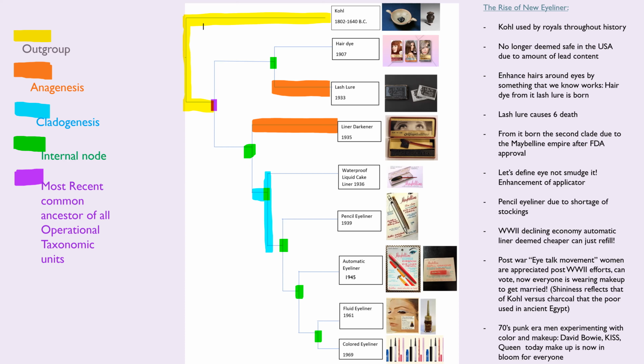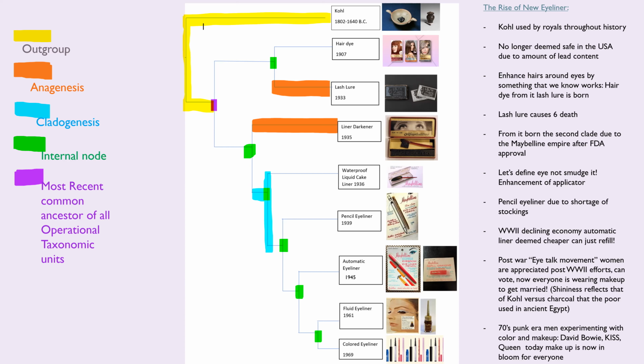The first clade were those who experimented with a substance known to darken hair and used in hair dyes, as seen by the internal node in green, which created the lash line darkener known as Lash Lure. But when word broke out that 6 women were blinded by the product in 1933, experts could no longer improve or further develop this clade. And instead, they had to use sodium citrate soap to create a substitute for kohl and Lash Lure.